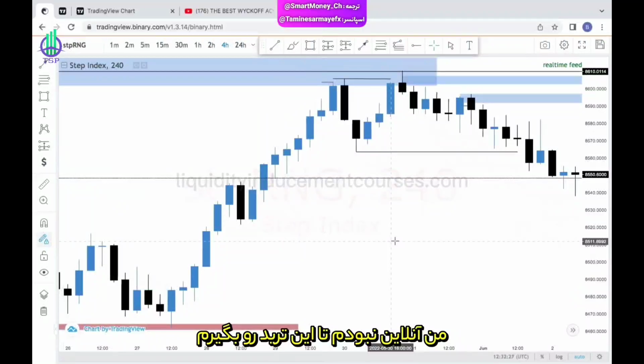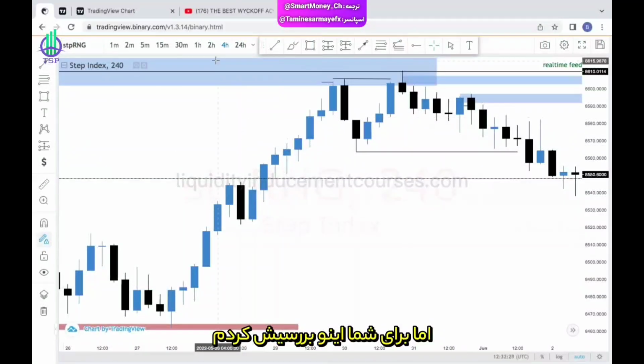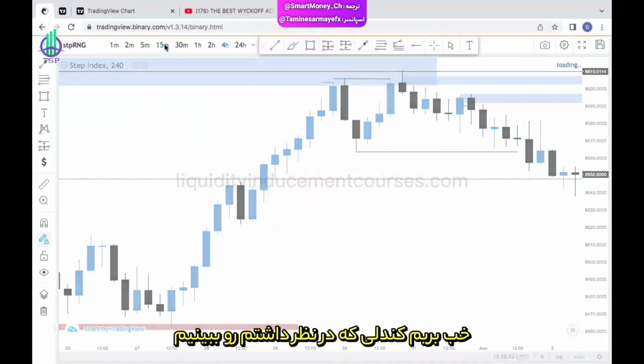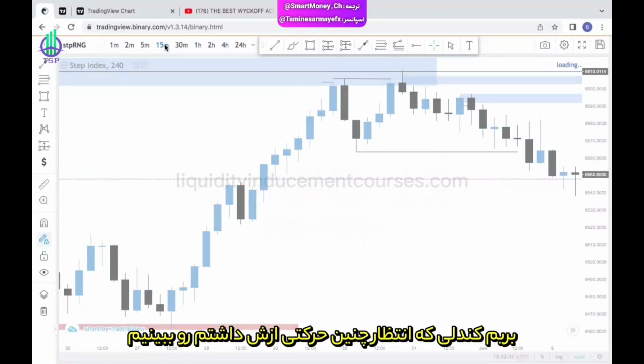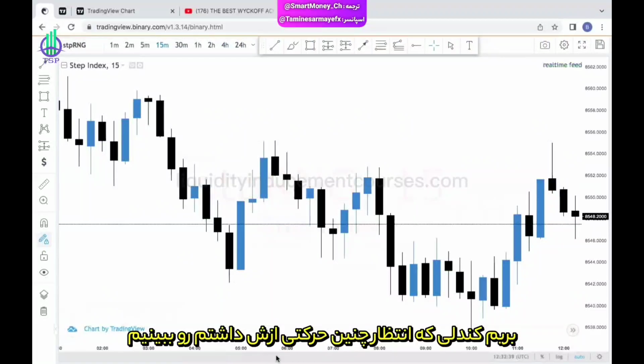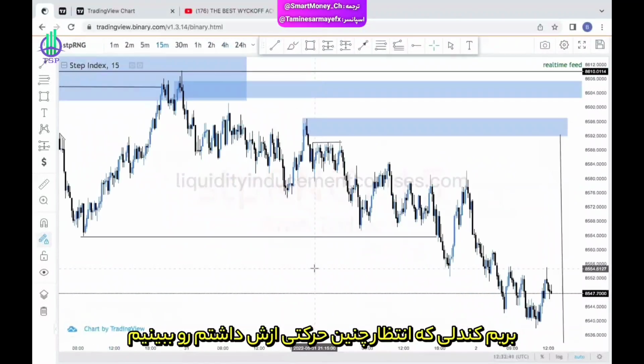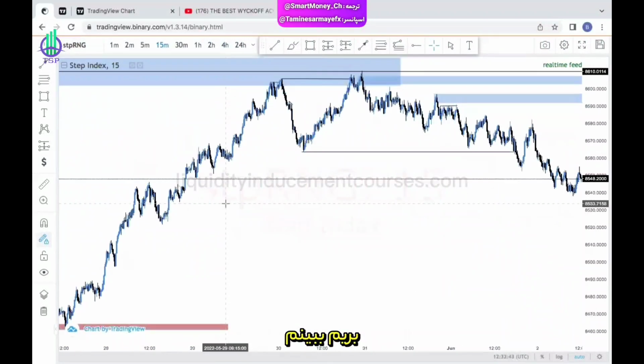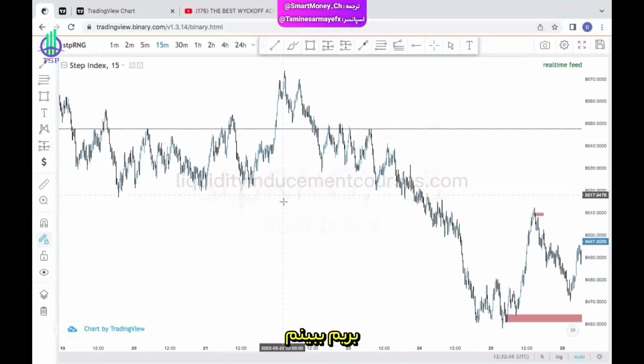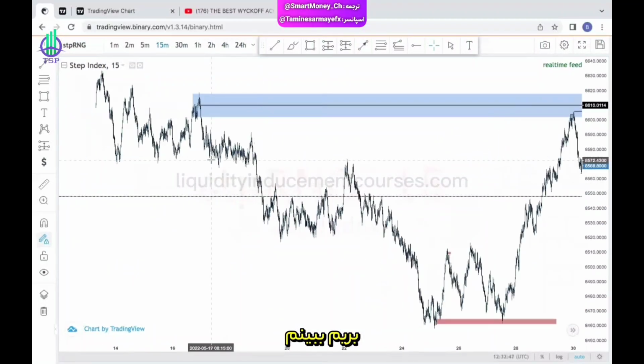So I was not online to take this trade. I didn't have pending orders, but I'll just break this down for you guys. So let's see the actual candle I had in mind, expecting this move from.